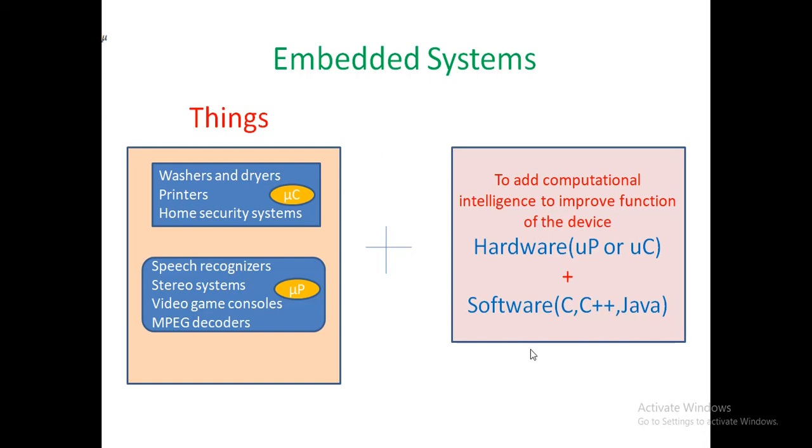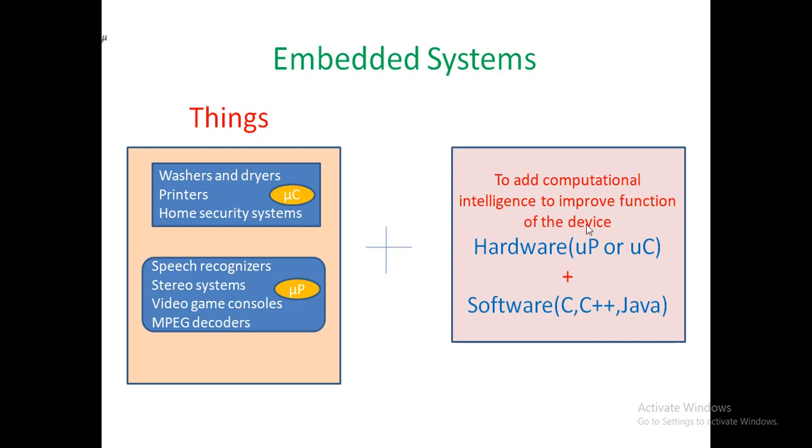What are the components required to make an embedded system? I will explain that in the subsequent lecture. In this slide, I just try to tell what the definition of an embedded system is. Why is hardware and software required to make an embedded system? Just to improve the function of the device.